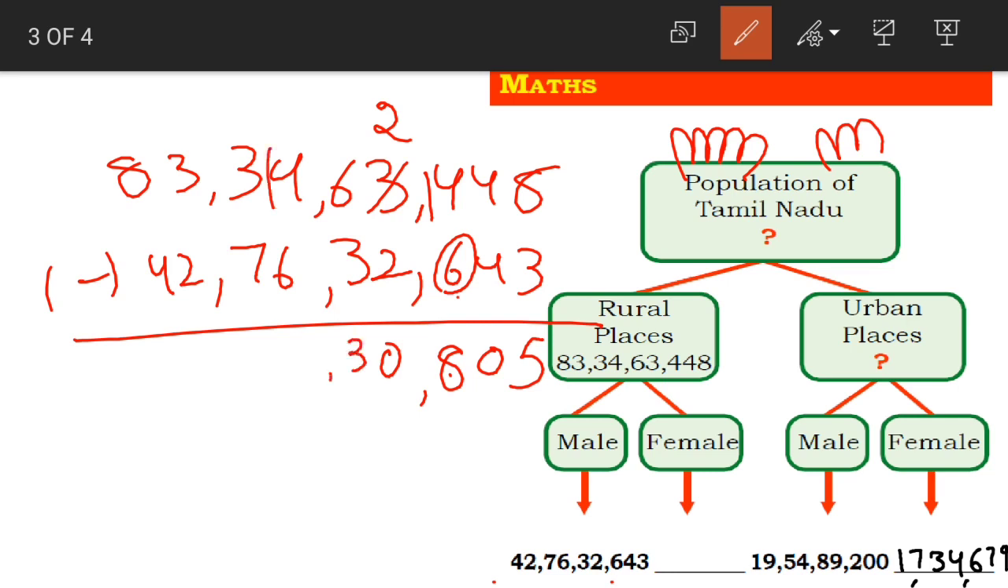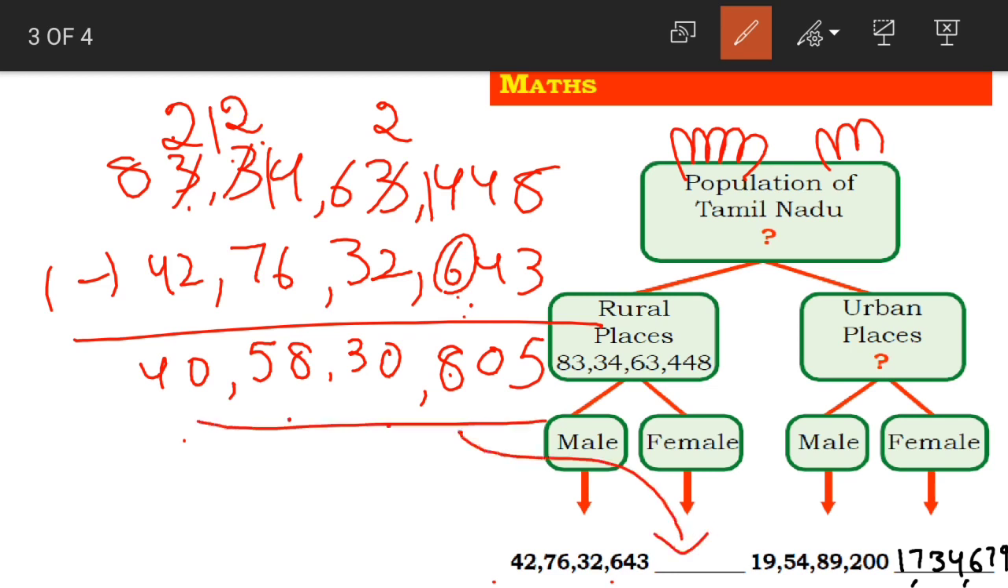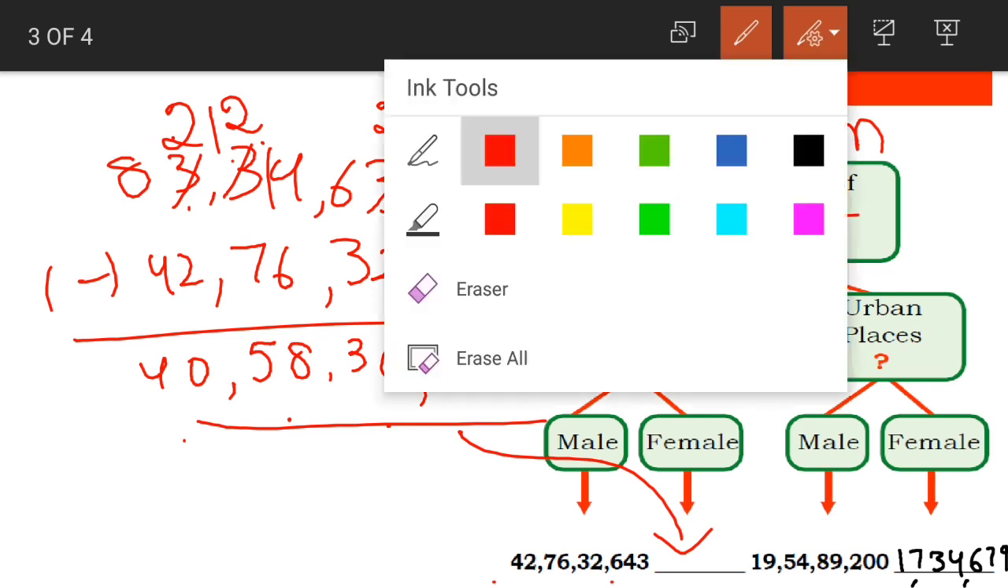4 minus 6 is not possible, so we are borrowing here. 14 minus 6, again just now we have done, right? 8. Now again 2 minus 7 not possible, so we are borrowing. 2 becomes 12 and 3 becomes 2. 12 minus 7 is 5. 2 minus 2 is 0. 8 minus 4 is 4. Now what did we get, children? 40 crores 58 lakhs 30,805. This is the number of female living in the rural places of Tamil Nadu.